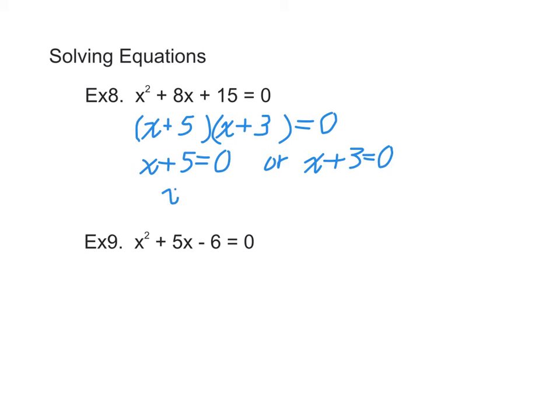By solving each one of these equations, we find that one answer is -5, the other is -3. So two different solutions that work.